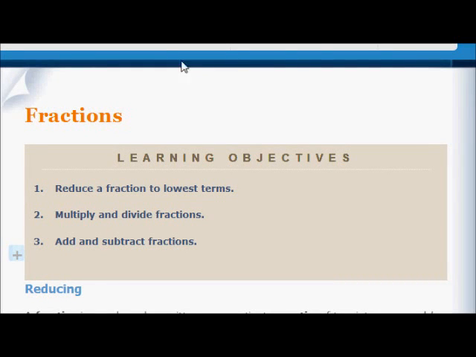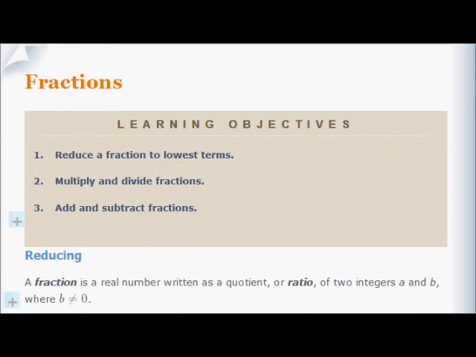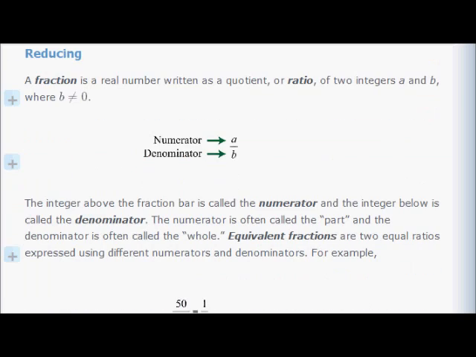Continuing on with John Redden's book, Elementary Algebra, let's look at the next section. We're still in chapter one, real numbers and their operations, and this is section four, fractions. We're going to learn how to reduce a fraction to lowest terms, how to multiply and divide fractions, how to add fractions and subtract fractions. Okay, so let's start with reducing.